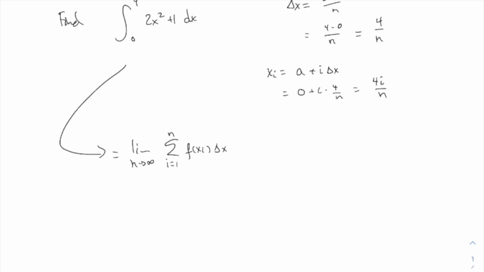But, might as well start plugging in. The n and the i will always stay as variables here until the very end. Plugging in f of xi, I'll leave the f like it is for now, and then xi is, I wrote it over here, 4i over n. So stick that inside the f of 4i over n, and then times delta x, which is 4 over n. And we got to continue to simplify.